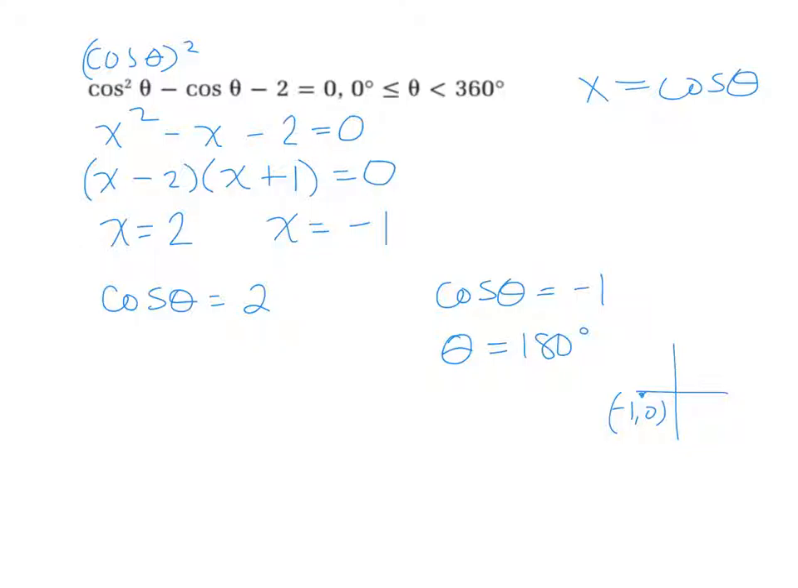So what does that mean in the context of this problem? What's the biggest cosine value that you could get? 1. The one that we looked at before. 1 is the biggest, negative 1's the smallest. All of the other values are in between there. So cosine equals 2, there's no solution to that. No solution just to this part. So the actual answer to the problem is just this, theta equals 180 degrees.